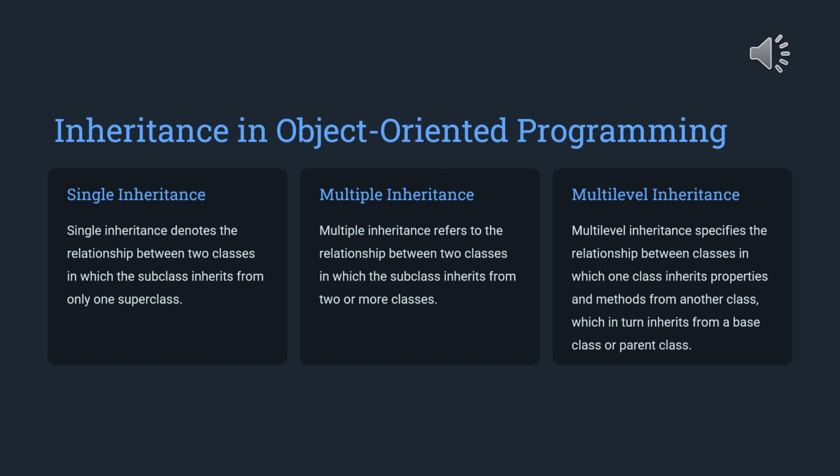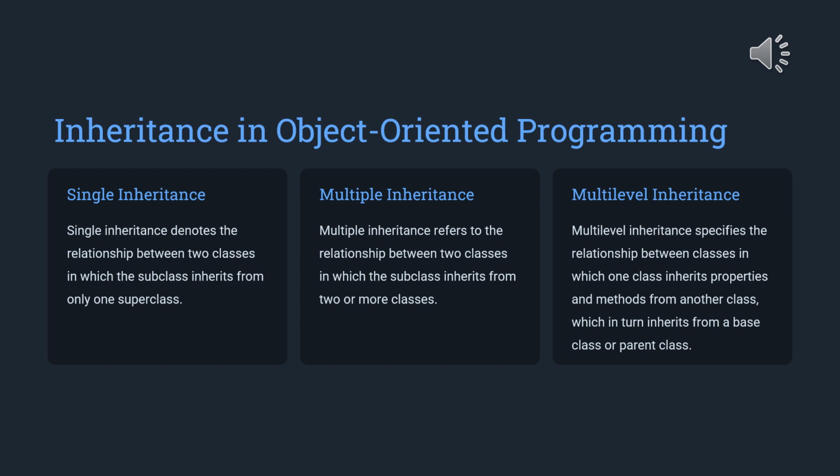Now we'll explain inheritance in object-oriented programming. Inheritance is a fundamental concept in object-oriented programming that promotes code reuse and enables us to create hierarchical relations between classes. Let's now divide it into three important types of inheritance: single, multiple, and multi-level inheritance. First of all, single inheritance. In single inheritance, a class inherits properties and methods from only one base class. This allows for straightforward relations between classes, promoting code reuse and extension. For example, a car class inherits from a vehicle class.